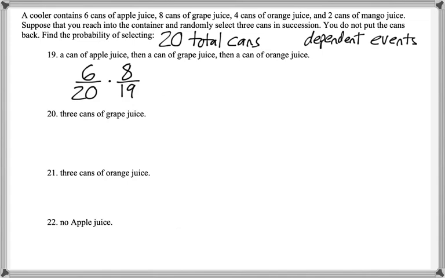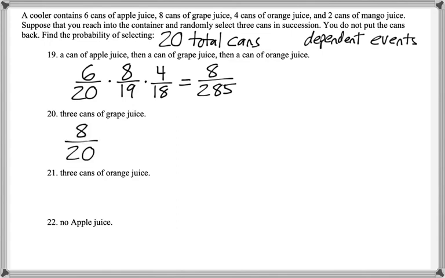And then for orange juice, this is going to be 4 over 18 because there are 4 cans of orange juice, but since we already took out 2 cans, there's only 18 cans left. So if we multiply these and reduce, we get 8 over 285. The next one says 3 cans of grape juice.